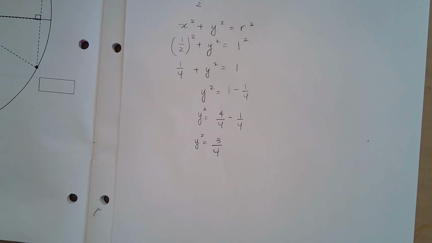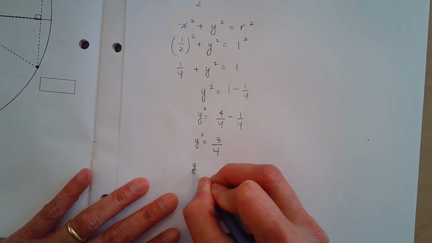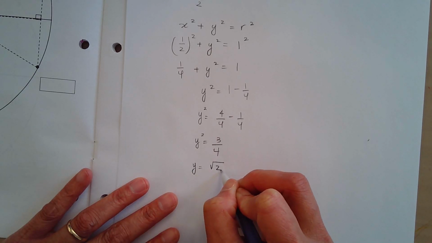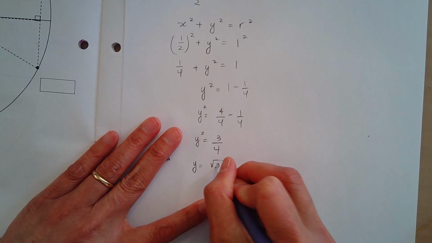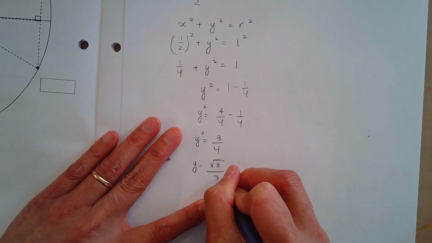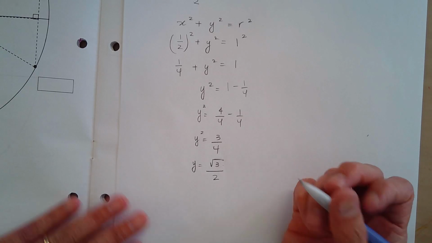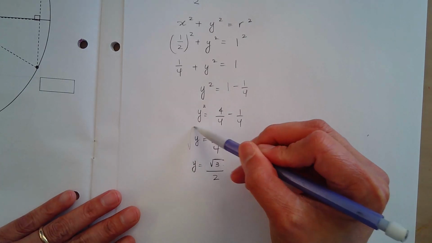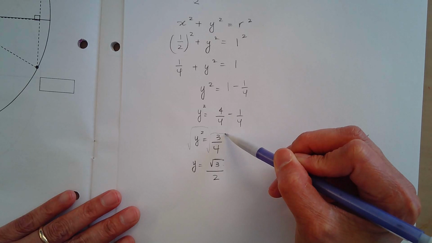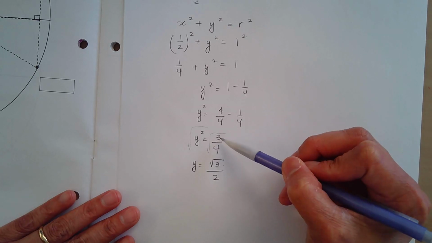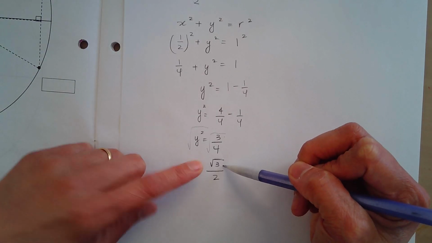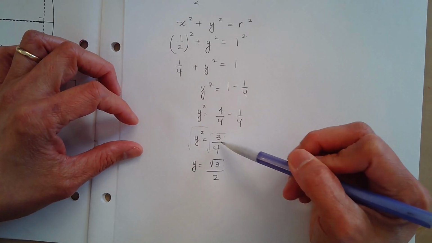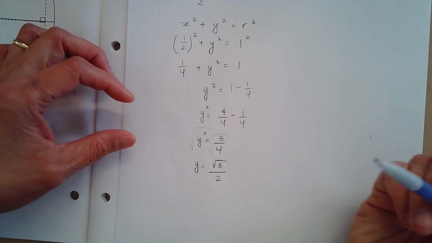Right? So y equals the square root of 3 over 2, because we have to take the square root of the left side and the square root of the right side. The square root of 3 is an irrational number. Leave it as the square root of 3 because we want the exact value. But the square root of 4 we know is 2, so it's just 2.